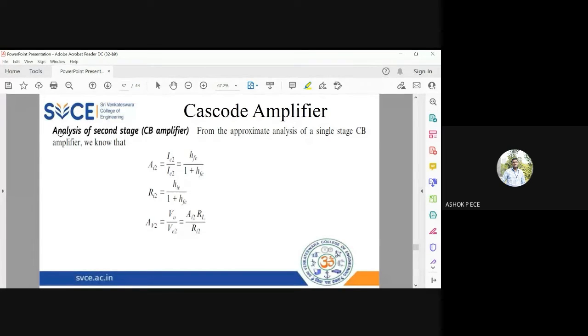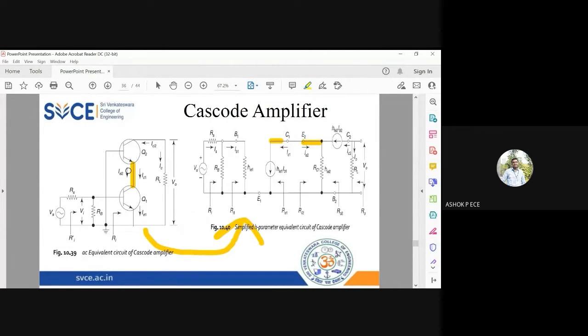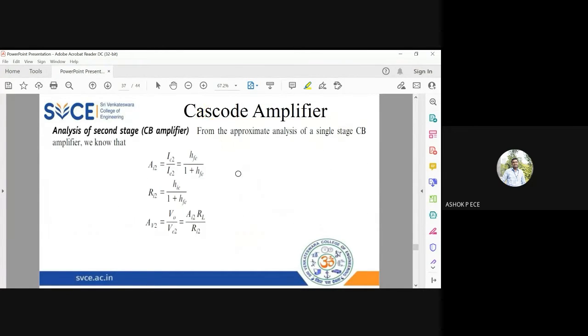First, I told you that whenever you have a two-stage amplifier, we have to analyze in the reverse order. We have to analyze the second stage and then come back to the first stage. For the second stage, the current gain AI2 is given by IC2 by IE2, which is HFE by 1 plus HFE, beta by 1 plus beta. It is going to be alpha. So the current gain for the common base amplifier is given by alpha.